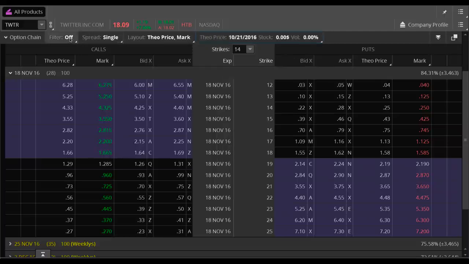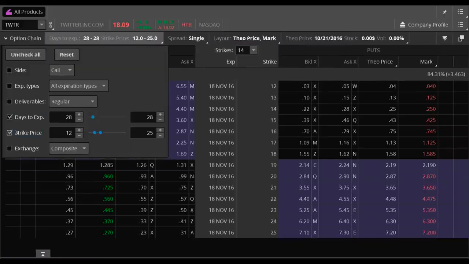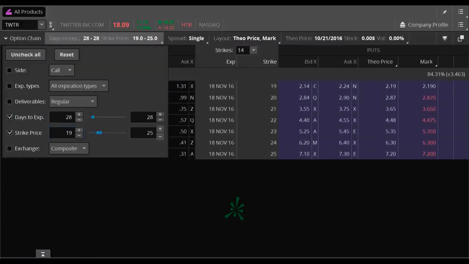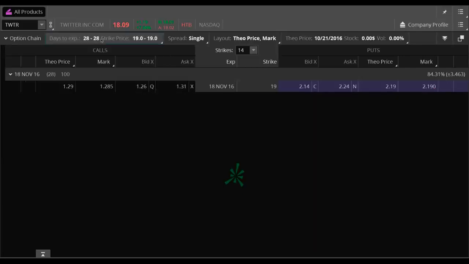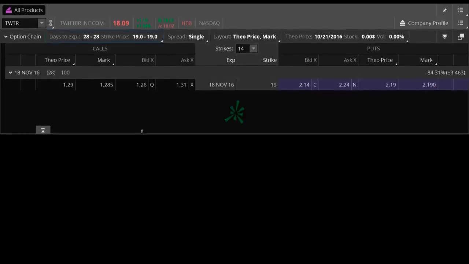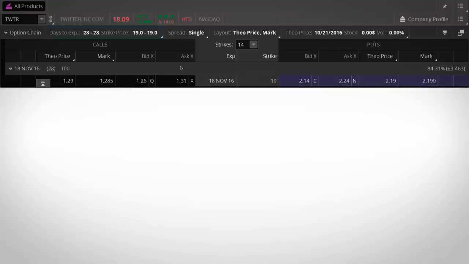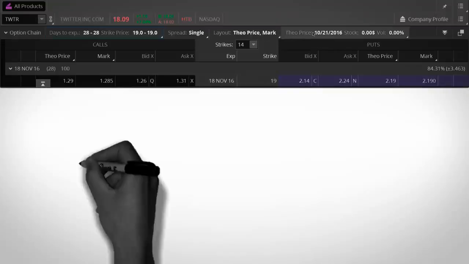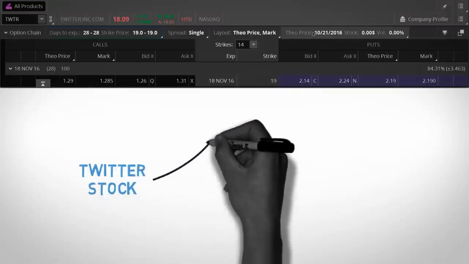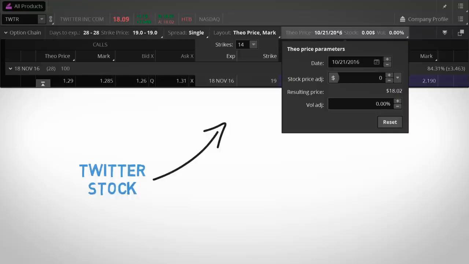And actually, let's make this a little easier to see. We're going to set this up to only display 1 option strike. And alright, so we have the 19 strike option showing. Now, let's say we want to make a bet that Twitter stock is going to go much higher over the next 28 days. We could do this by buying a call option. So that's what we're going to do for this example.